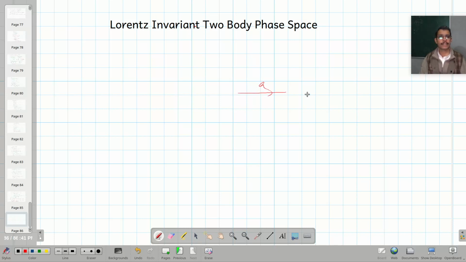This is particle A and this is particle B, and both are approaching each other, and after interaction they give rise to new particles, particle 1 and particle 2. Say PA will be the momentum of the incoming particle, and PB will be the momentum of the second incoming particle, and their outgoing momenta will be P1 and P2. So this is a two-body scattering process which I am considering.